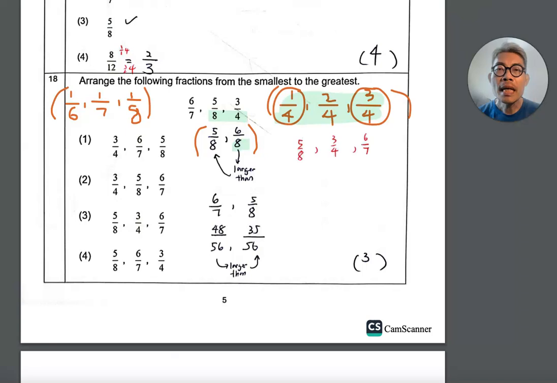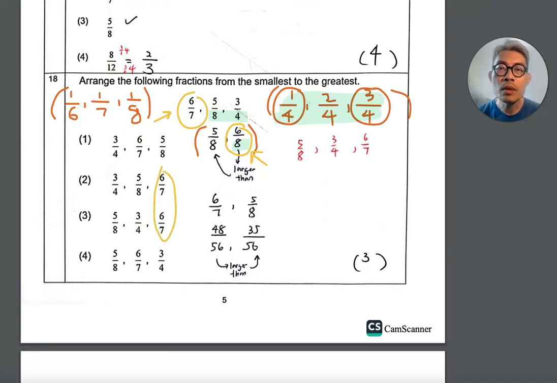Next, why did I change to this? Do you see something? Do you see that now I have a 6/7 and a 6/8? We can compare this and see which one is larger. Remember, if the numerators are all the same, then we look at the denominator. So this would be larger than this. Alright, 6/7 is larger than 6/8. So the largest fraction should be 6/7.